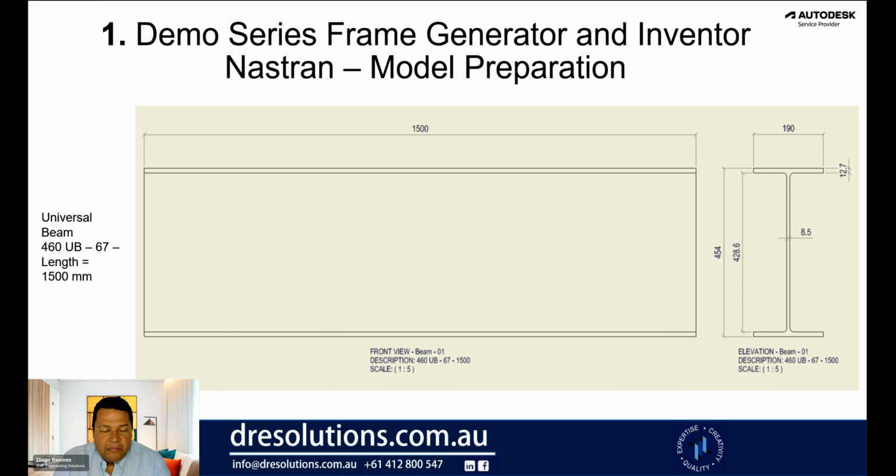So, this is the geometry of the beam that we're gonna analyze. This is 460 UV67, and on the right hand side I show the different dimensional details that we're gonna use for the calculation of the bending stress and deflections.